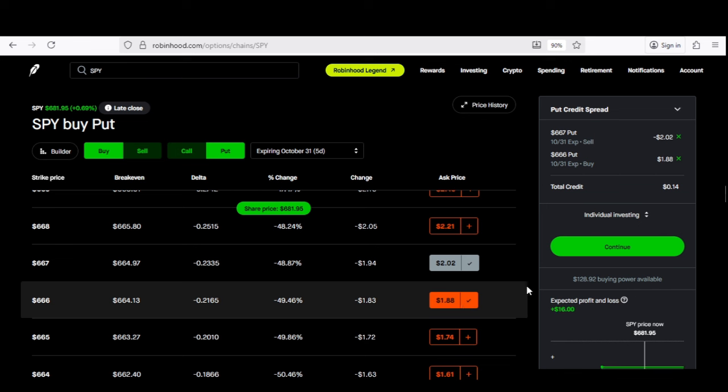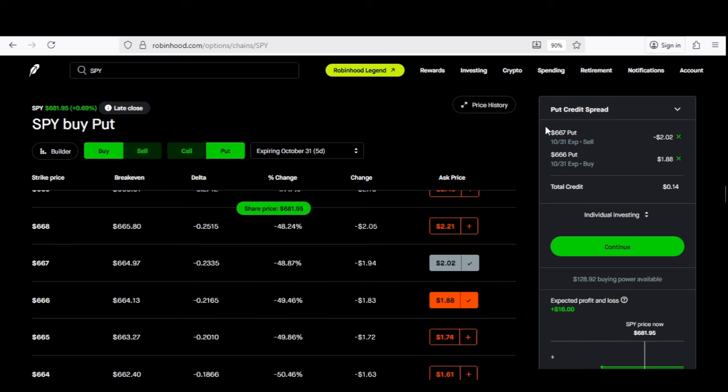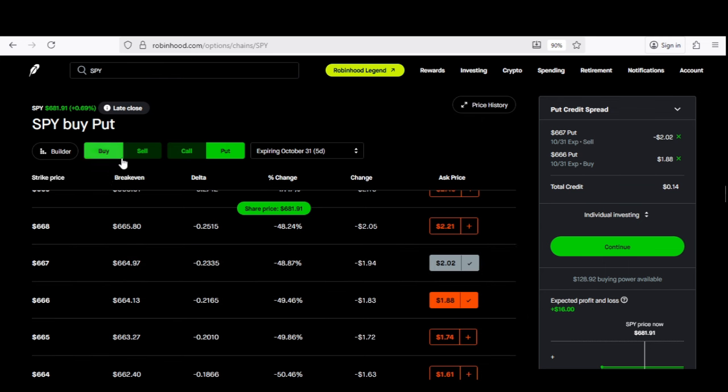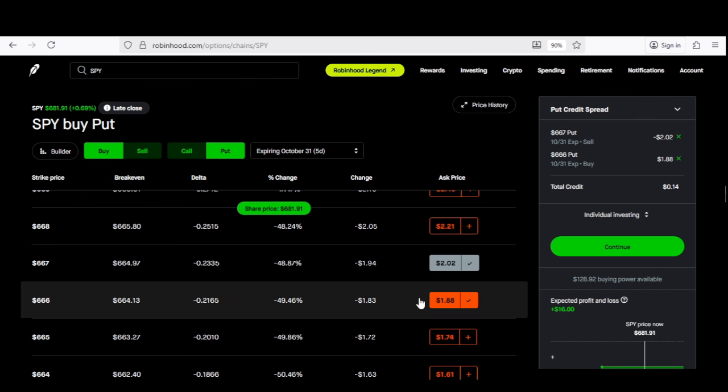Now, this is the second leg of this option strategy. This option strategy is going to be known as the put credit spread. The put credit spread is a bullish option strategy that can be used right now to capitalize on the market's momentum. Now, this second leg is going to represent a buy option. So now we're going to have to pay. The amount we're going to have to pay is going to be $1.88 multiplied by 100 shares, which is $188.